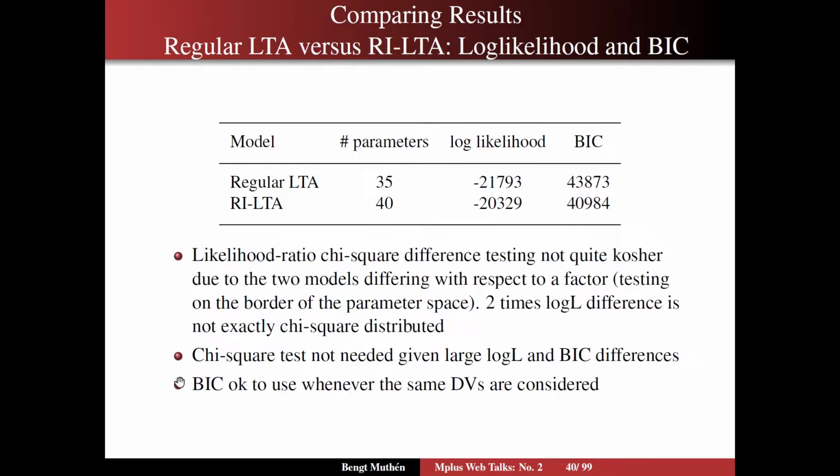Now BIC is good because it can be used even for non-nested models, or for models that are nested but still have this problem of testing on the border of the parameter space, the zero variance issue, as long as you have the same dependent variables. And that's the case here. You have the same 20 binary latent class indicators.